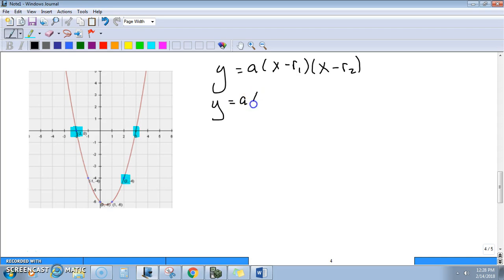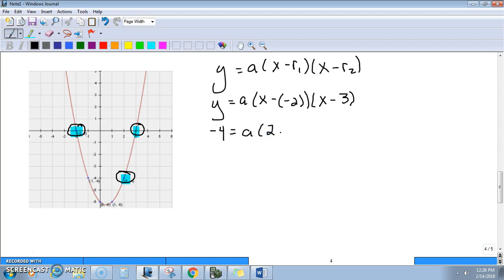y equals a times x minus, my first intercept is -2, so that's where you got to be careful, minus -2, times x minus, my second one looks like +3, so that's fine. Then I'm going to use this point that is 2, -4. So everywhere I see an x, I'm going to put 2. Everywhere I see a y, I'm going to put -4 to solve for a.